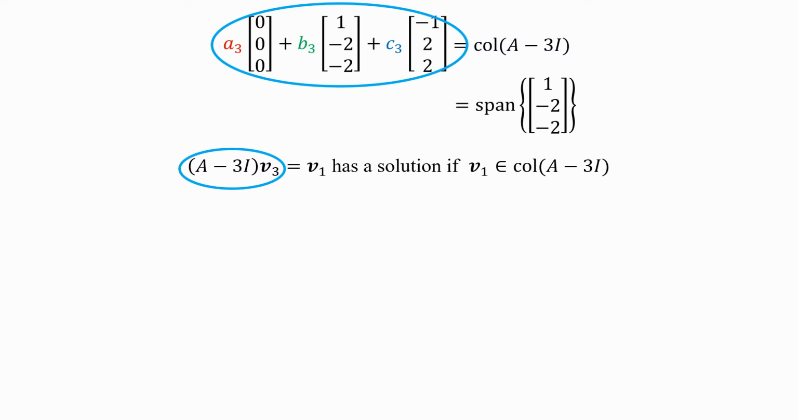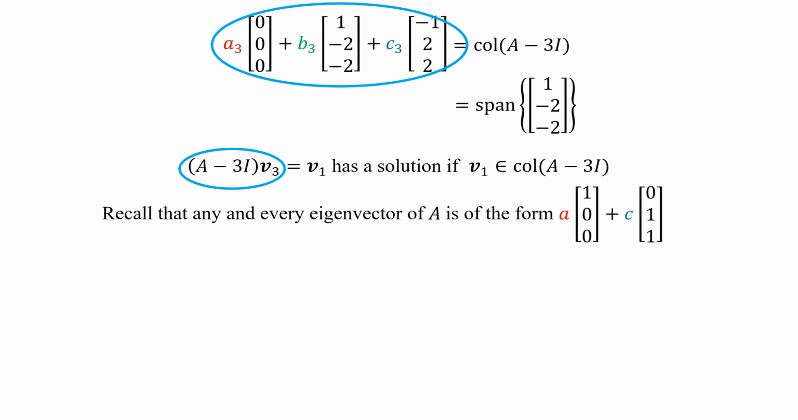And if that's supposed to be equal to v1, then that means that v1 must be in the column space of that matrix, A minus 3I, right? Now again, recall that any and every eigenvector of A has this form. So the question is, can you find a v1 of this form that will be in the column space of A minus 3I? And the column space of A minus 3I is just equal to the span of this vector 1, negative 2, negative 2.